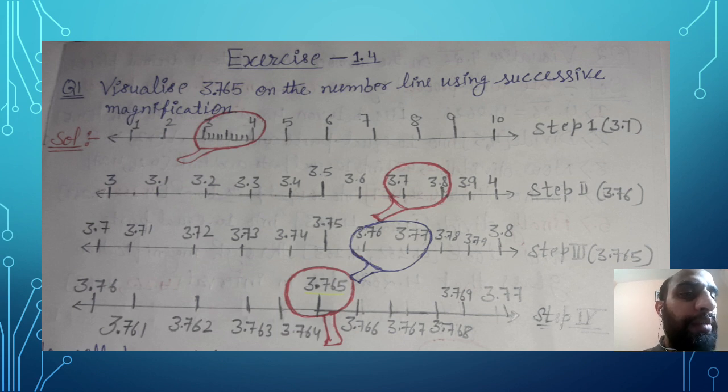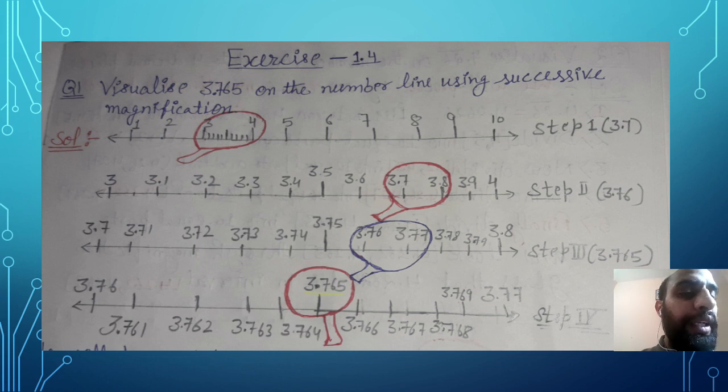Next, my dear students, we need to check the next digit after 7, that is 3.7, then 6. So the next task is to find where 3.76 would be. First reach 3.7. You can see in the second step where 3.7 is, and 3.76 means a little greater than 3.7 and less than 3.8. In the second step, once again the magnifying glass is over 3.7 and 3.8.